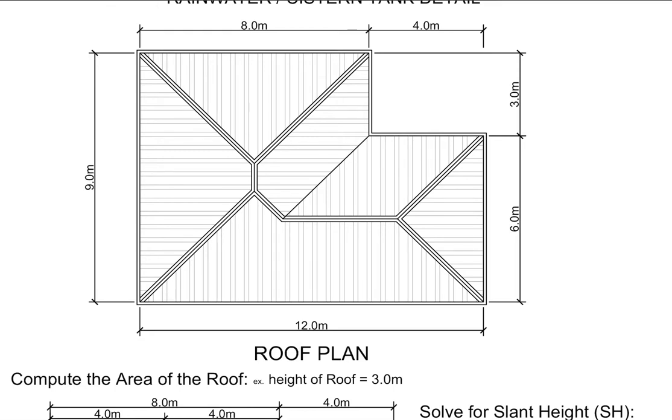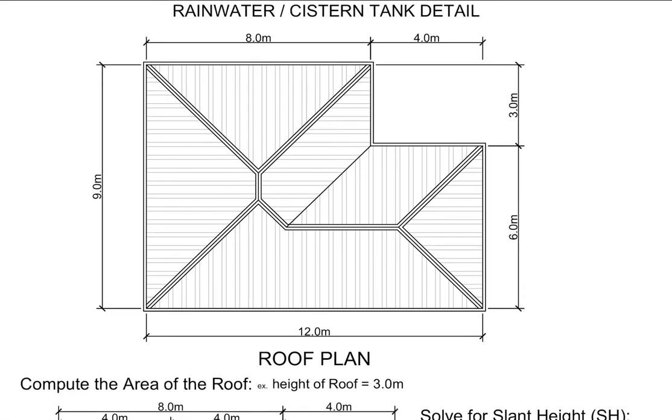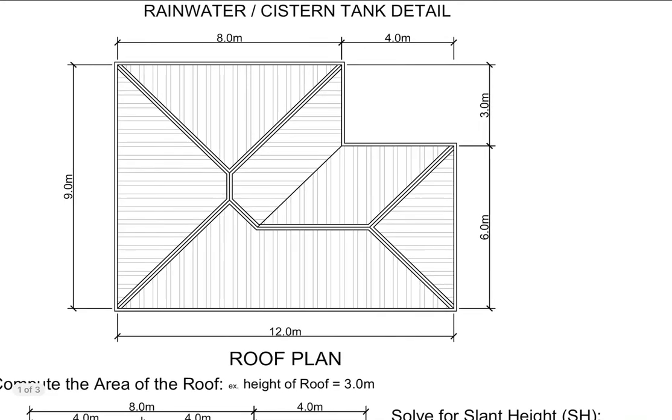Okay, so first you need to compute for the area of the roof. In computing the area of the roof, you need to have the slant height of the roof. For example, you have the base, then this is the height of your roof. You will need to solve for the slant height, h.